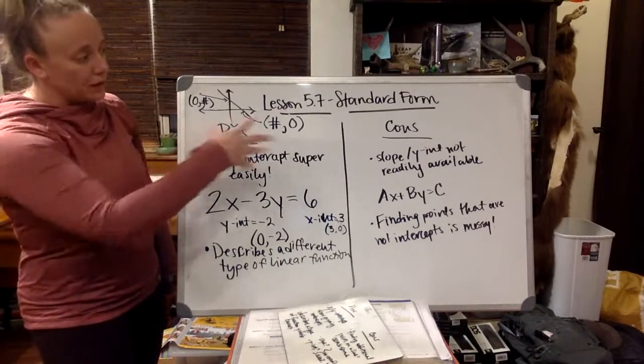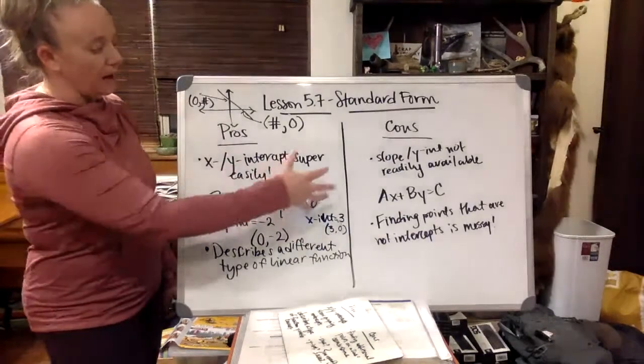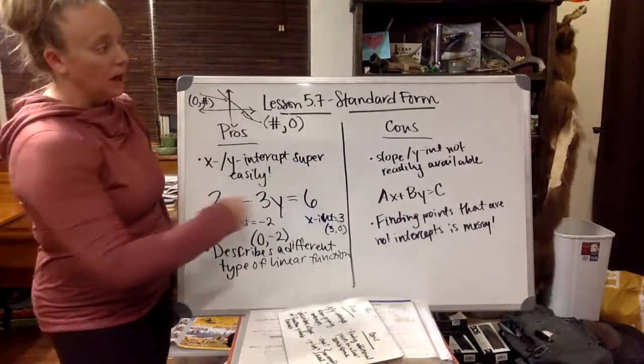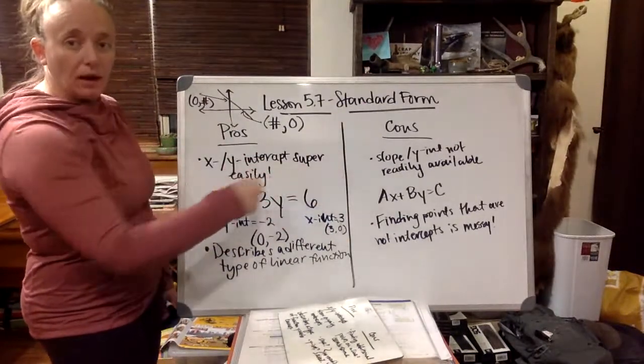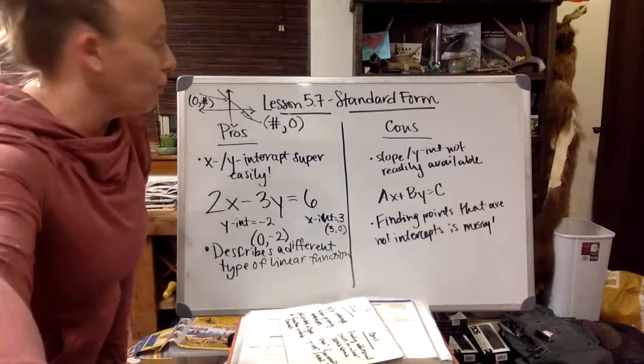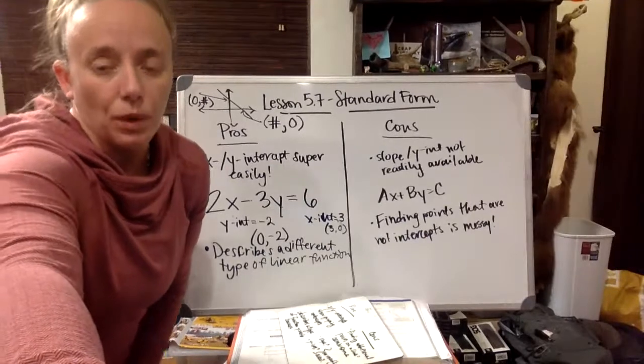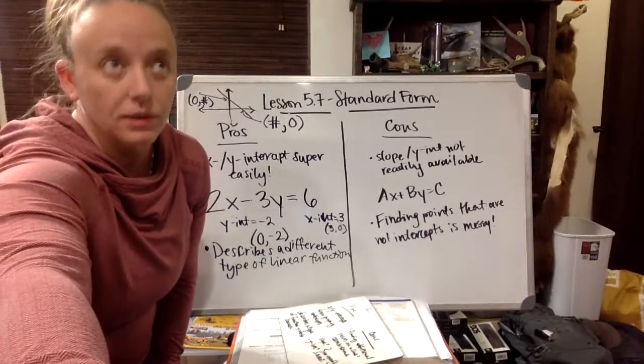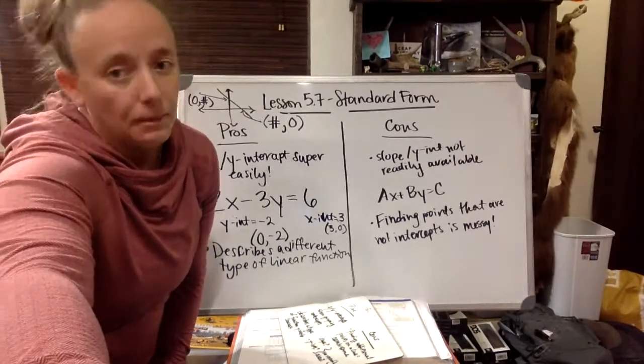So pros versus cons. Standard form has some pretty awesome pros, but it has some very limiting cons in terms of slope and y-intercept. So hope that helped. We have one more video after this where we're going to practice converting slope-intercept form and standard form back and forth.